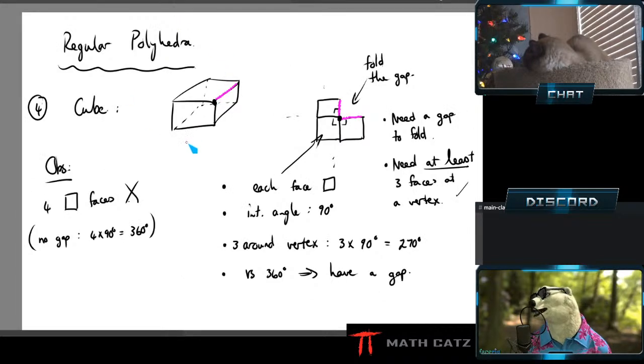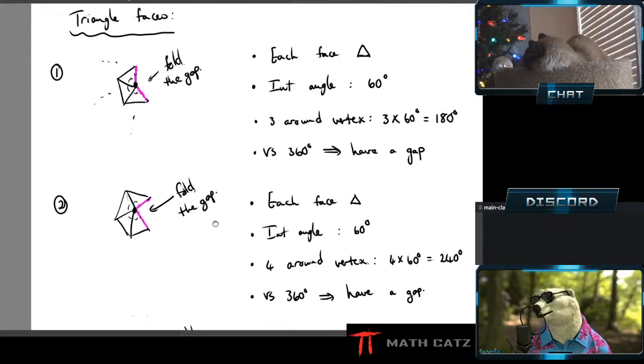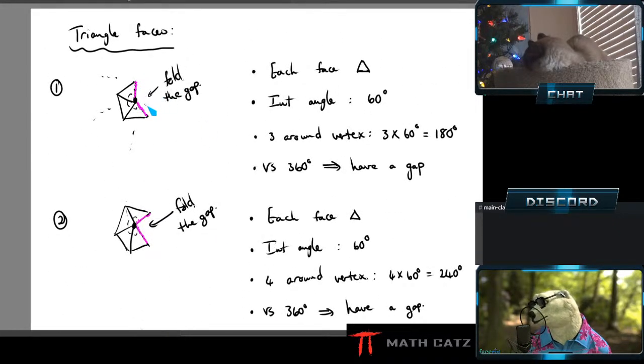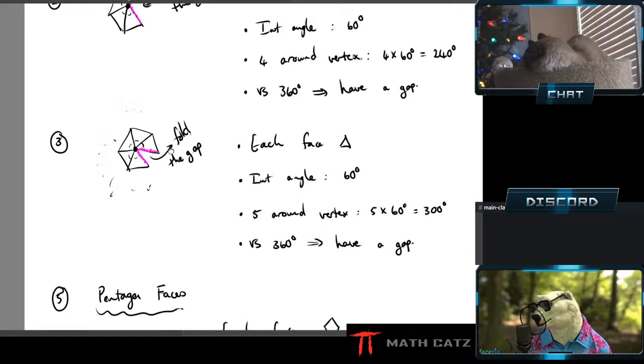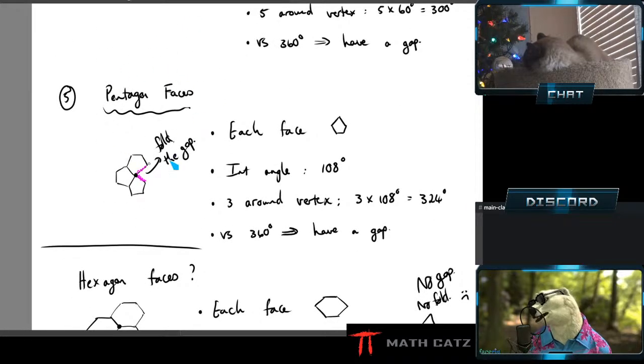So to review, I have the cube. I have 3 triangle faces coming together, 4 triangle faces coming together at a vertex, of course, 5 triangle faces coming together, and I have 3 pentagon faces coming together. Nothing else is possible. There are only 5 platonic solids.